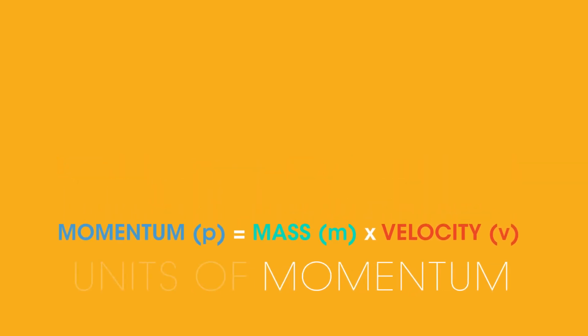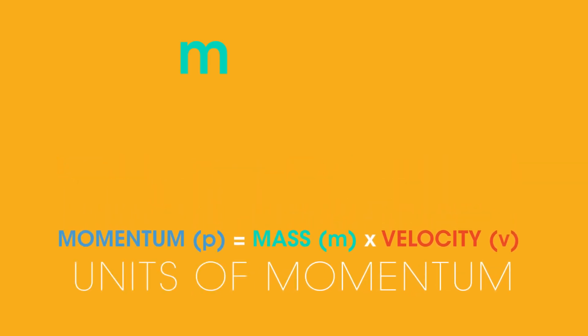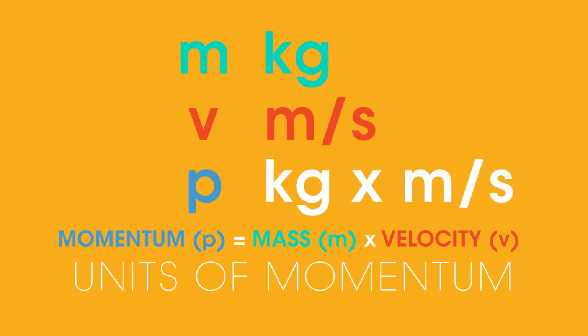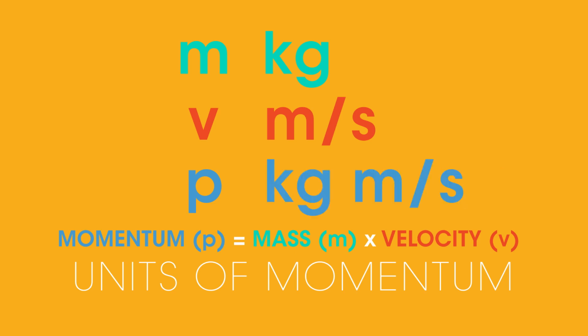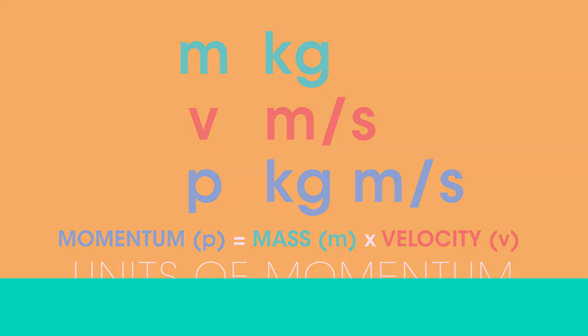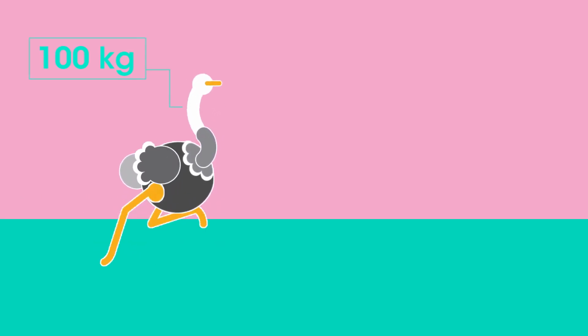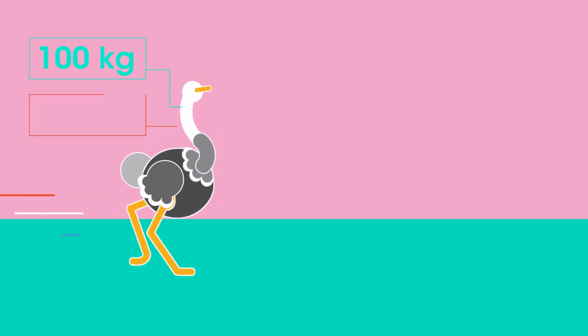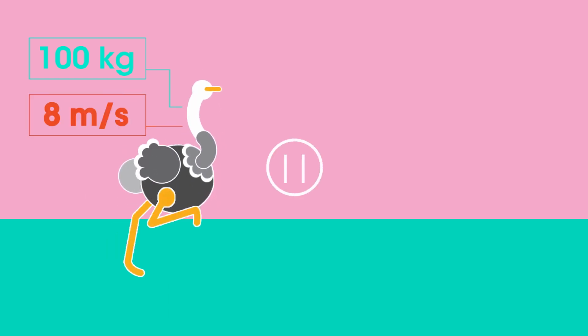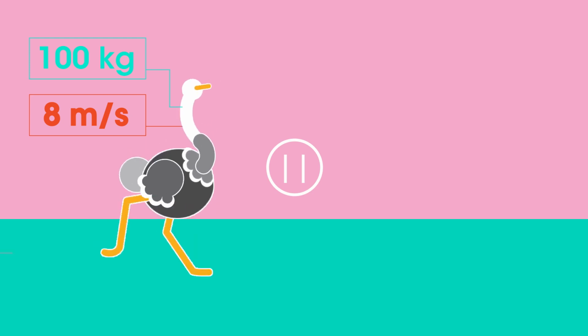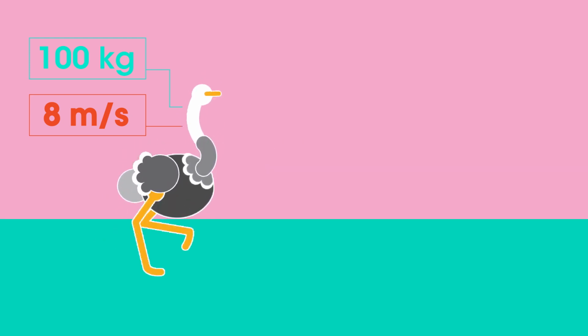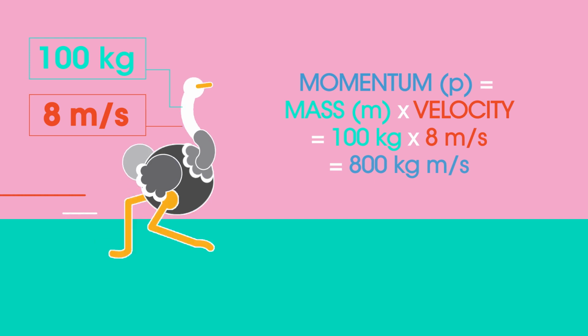So what are the units of momentum? Mass is measured in kilograms and velocity in meters per second. So momentum equals kilograms times meters per second, which equals kilogram meters per second. Now try this example. What is the momentum of a 100 kilogram ostrich travelling at 8 meters per second? Pause the video while you work it out. How did you do?